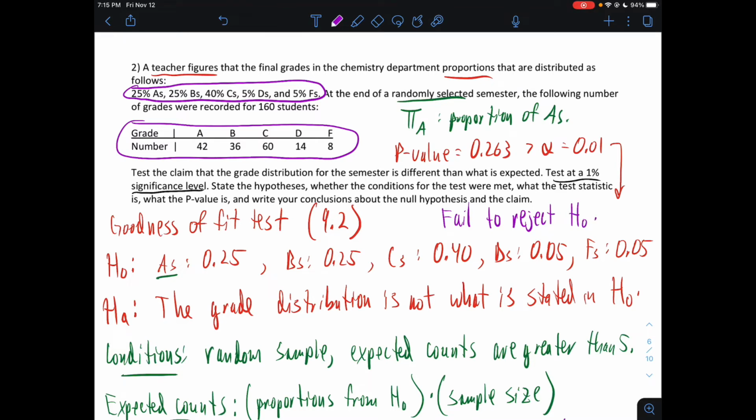Okay, and then what does this mean about the claim? Well, the claim is what this teacher figures, which is that the grades should be distributed this way. We didn't reject the null hypothesis, which essentially means that we're not rejecting what this teacher figures.